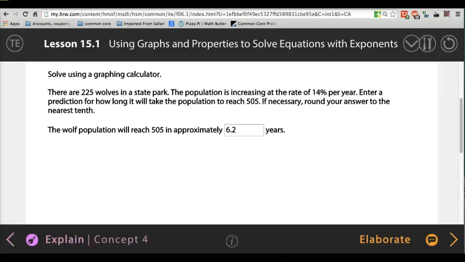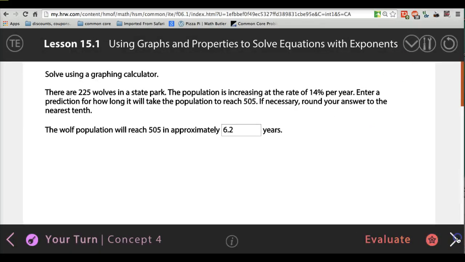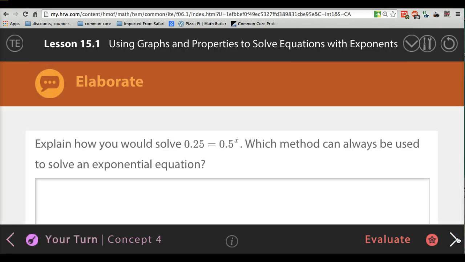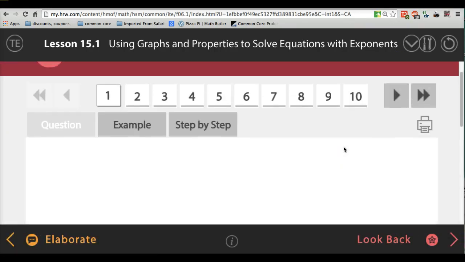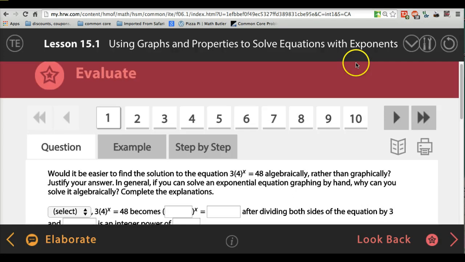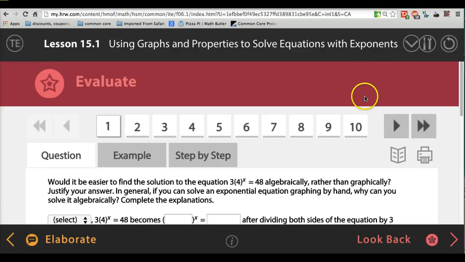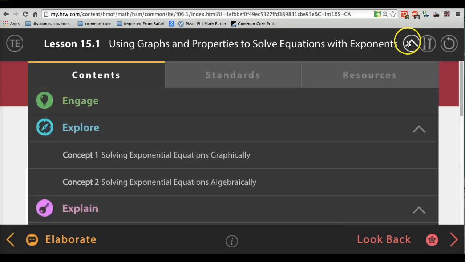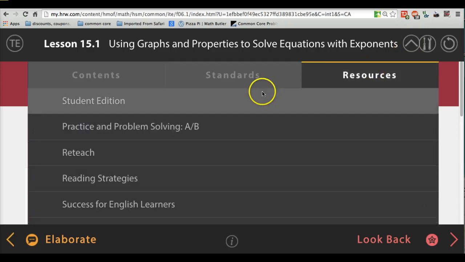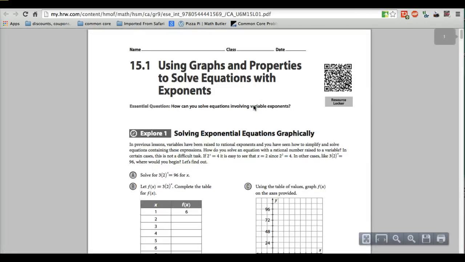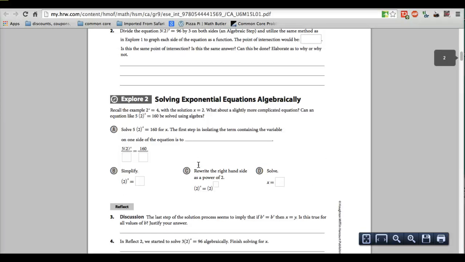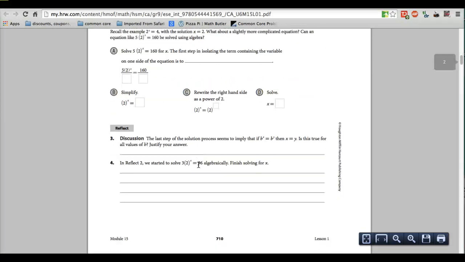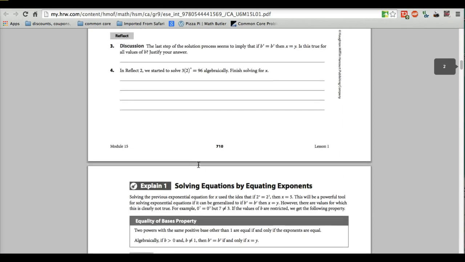So that's it for today. Obviously, when you come to class, you're going to be working on the evaluate section, and you wouldn't be able to access these questions. So obviously, I'm going to go ahead and give you access to the other parts, right? So there you go. If you click on resources right here and click on student edition, your printed version will show up. So I am not providing print versions anymore. You can just look at everything online, okay?